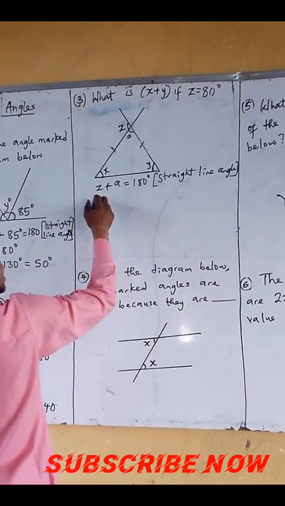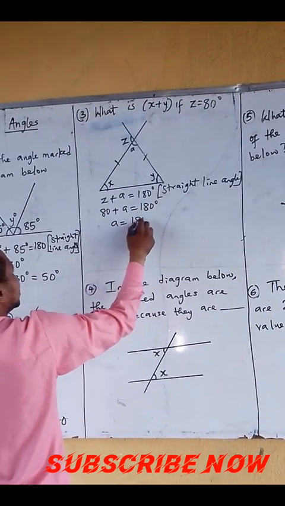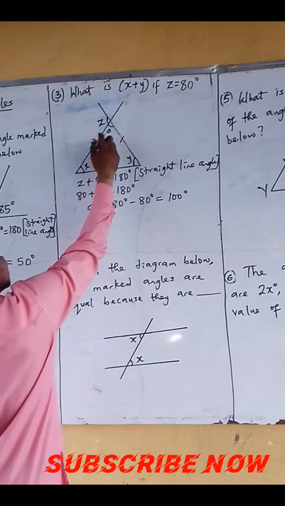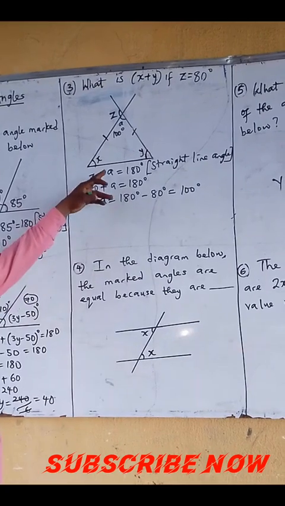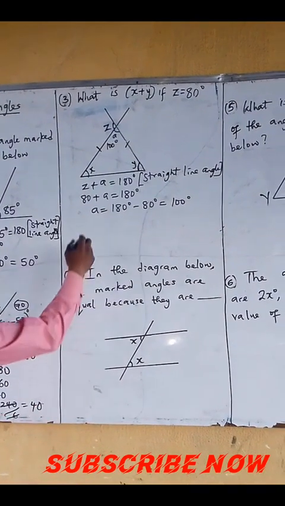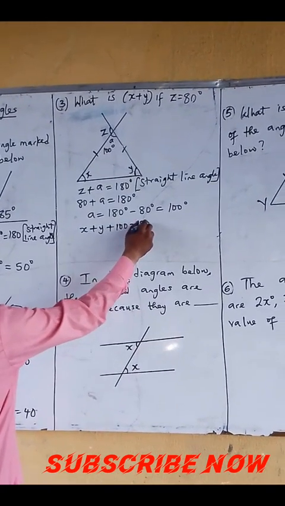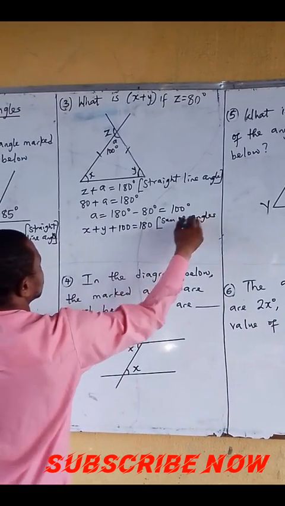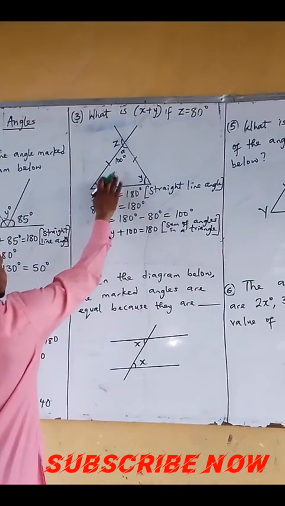So therefore, z is 80. So we have 80 plus a to give us 180 degrees, and a will be 180 degrees minus 80, which will give us 100. So that means this angle is 100 degrees. And don't forget that it is an isosceles triangle. Two angles are equal, so x and y are equal. So x plus y plus 100 is equal to 180 degrees. That is the sum of angles in a triangle. We are talking about the interior part now.